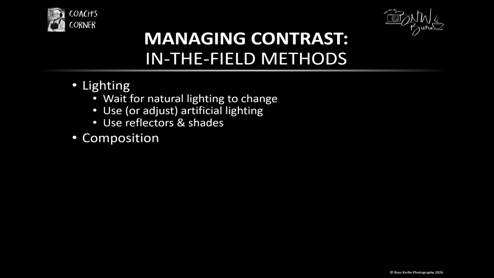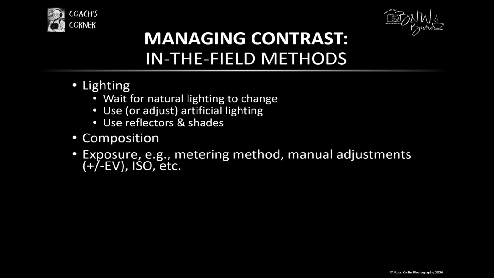Composition. I can't come up with real concrete examples of where this might play in, but I suppose changing the framing a little bit by using different lenses, moving in closer, farther away, could, in theory at least, change contrast. Of course, exposure has a big impact. Metering method, spot versus average, matrix, some of those other methods that cameras have. So think about that. Manual adjustments, adjusting the EV up and down.